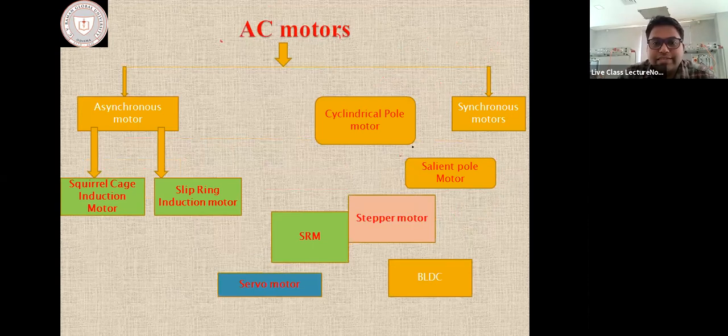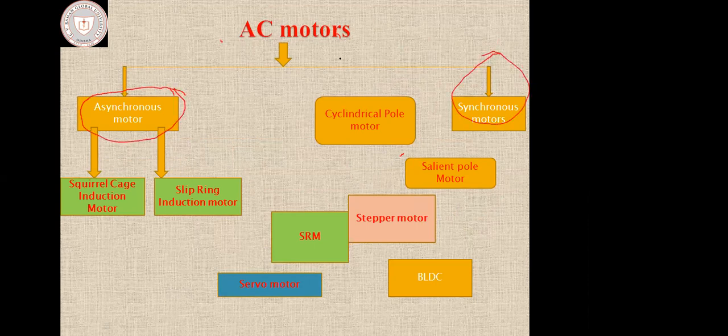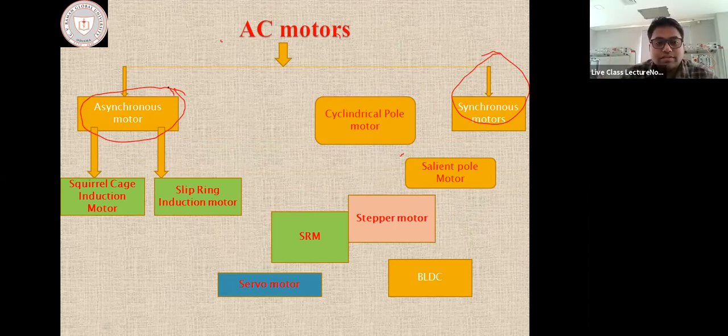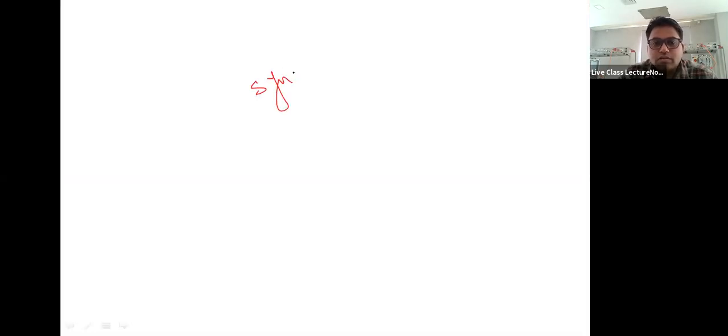And as far as AC motors are concerned, we have two types of motors, broadly speaking. We have the asynchronous motor and the synchronous motor, right? Now what do you have to tell about this synchronous and asynchronous? First of all, this synchronous comes from the word synchronism, right? So let me go to a blank page. This comes from synchronism. So what does synchronism mean? There is a synchronous speed.